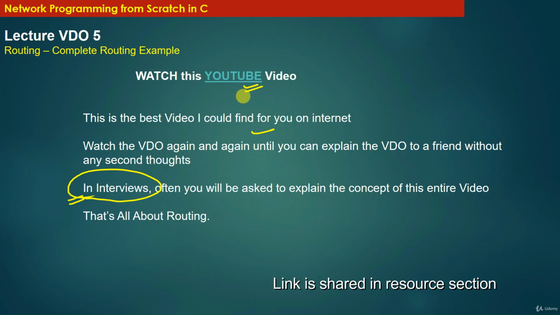This video explains how the layer 2 ARP table and layer 3 routing tables are populated, and also it explains how these tables are used in order to route the packet from source machine to destination machine. So I request you to watch this YouTube video again and again until you can explain the concept of L2 and L3 routing to your friend at your fingertips.